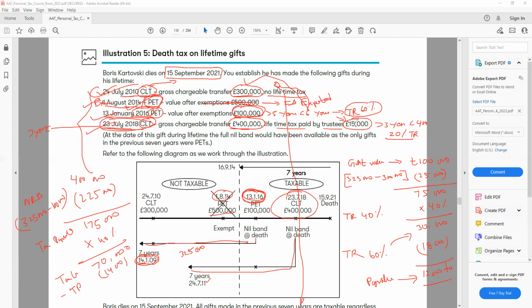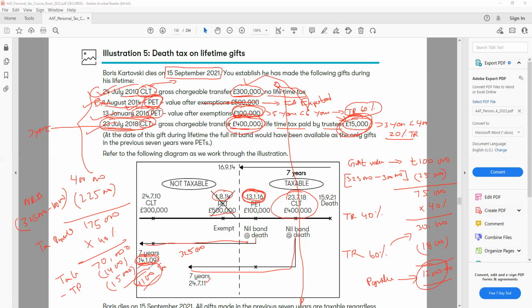And also, he already paid some tax during his lifetime, so 15,000 will also be reduced. So we have to minus 70,000 minus 14,000 minus 15,000. That gives me 41,000. So this is the tax payable for our next gift, that is the 400,000 CLT. So the total tax you can see: we have payable here 12,000 from the 100,000 PET and the 41,000 for the 400,000 CLT.